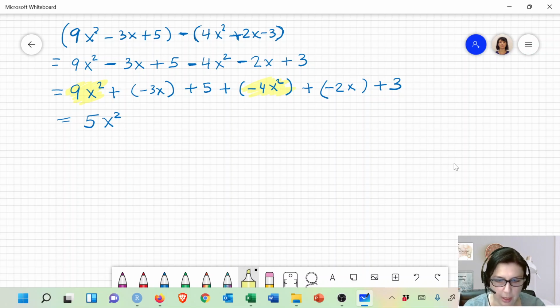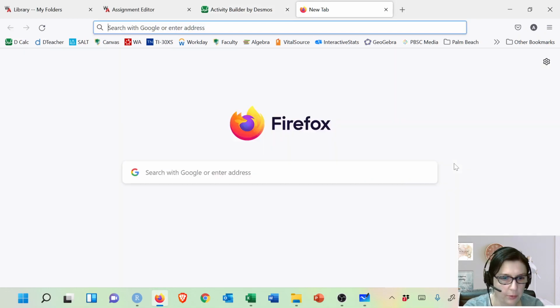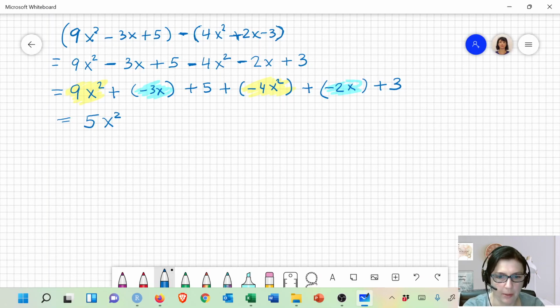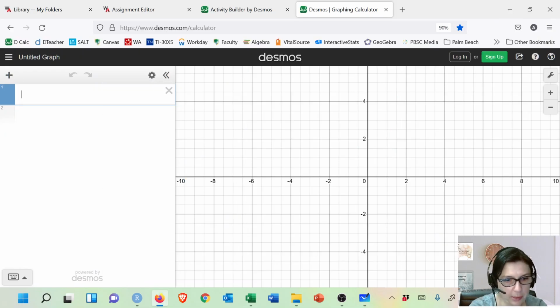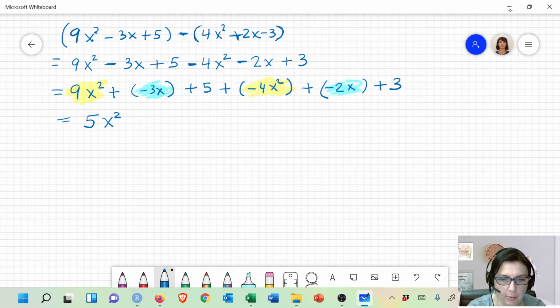Okay. Next, let's look at the x terms. I have negative 3x and I have negative 2x, right? And we add them up. Negative 3 plus negative 2 is negative 5. Now, if you don't believe me, just use a calculator. If I go to my calculator to show you what is negative 3 minus 2, or plus minus 2, I can just type negative 3 plus minus 2, and it tells me that's negative 5. So you're not going to make a mistake, especially if you're using a calculator.